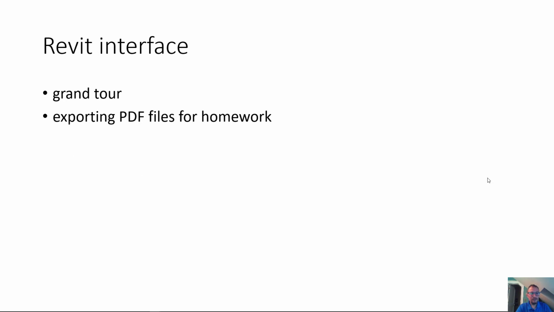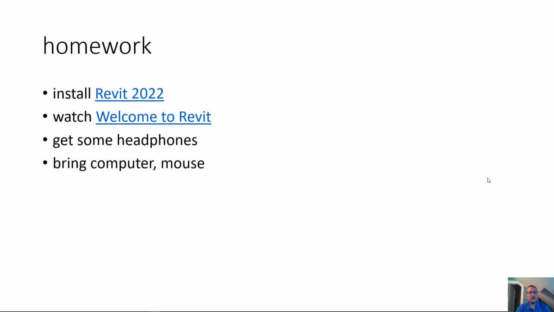So the Revit interface, the grand tour, is what I'm going to have you take a look at for homework. And also, I just want to go over how to export PDF files. That's in that video, because when you do your homework, I'm going to expect you to post a PDF to Canvas. So your homework is, first of all, install Revit 2022. And then watch the welcome to Revit video, which kind of goes over the interface. Let's take a look now at the Revit 2022 installation process.